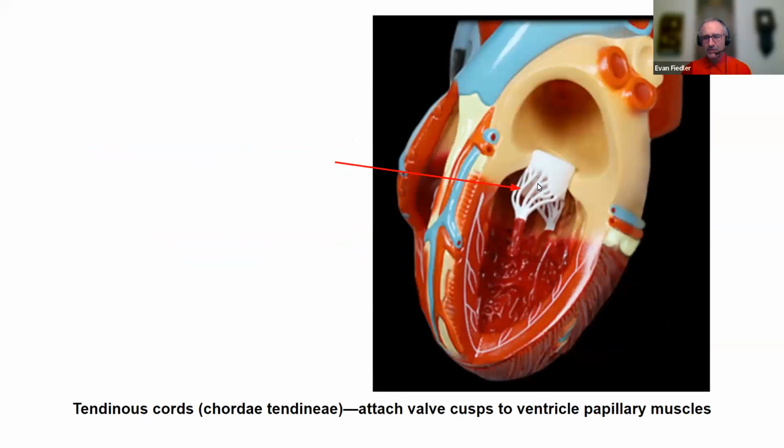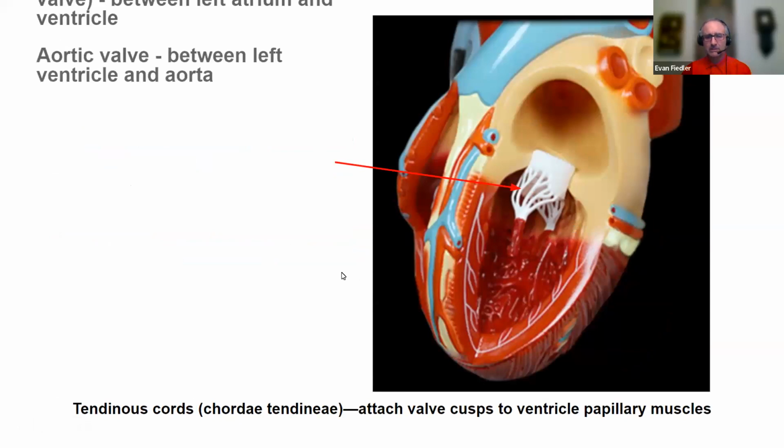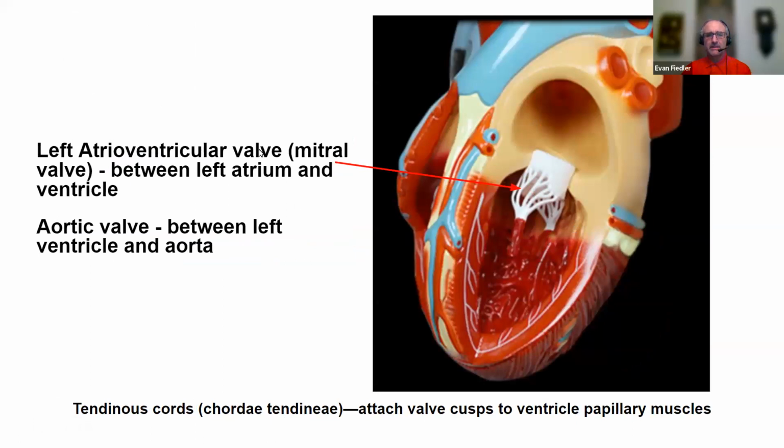Left atrioventricular valve. It's a bicuspid valve, also called the mitral valve, and it has the tendinous cords, chordae tendineae, which attach the valve cusps to the ventricle papillary muscles. And that's what this is sharing here between the left atrium and left ventricle, and the aortic valve deep in here, which is between the left ventricle and the aorta.